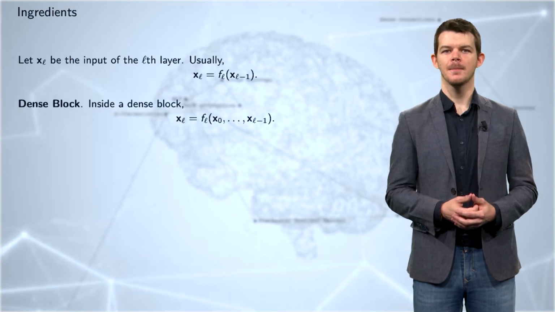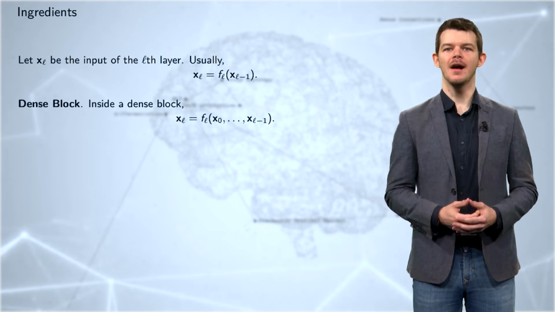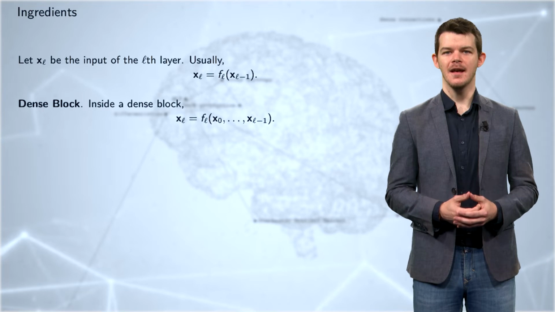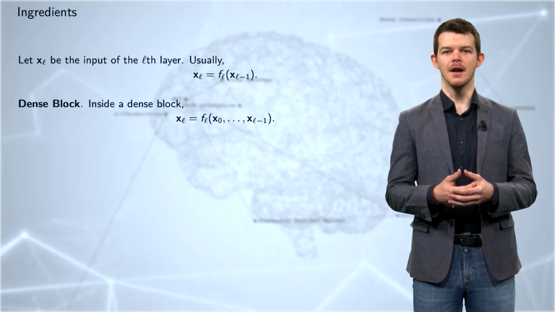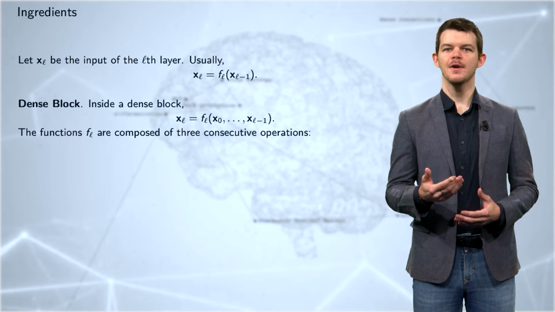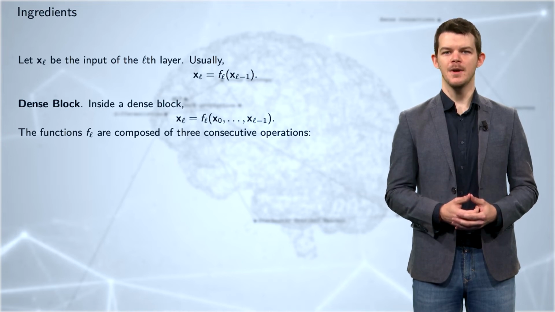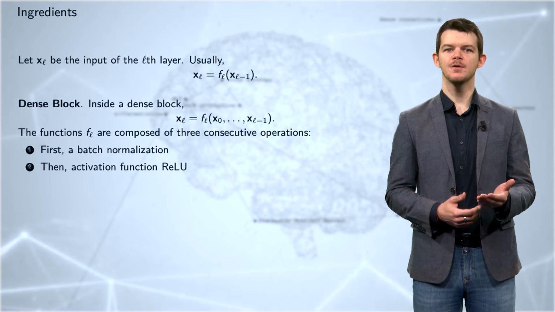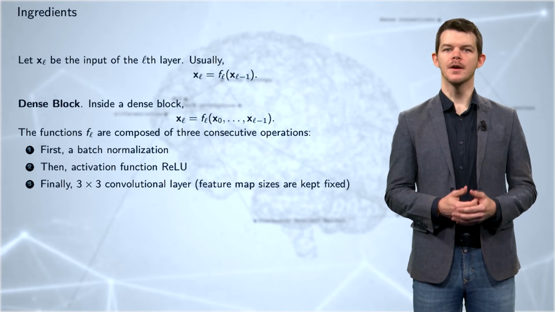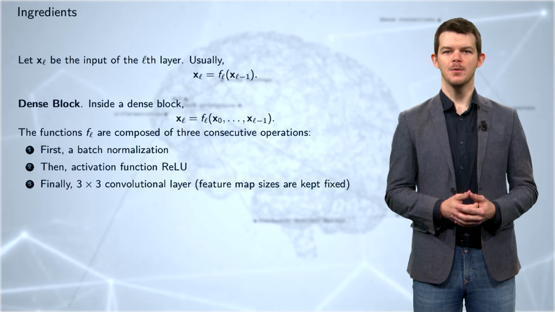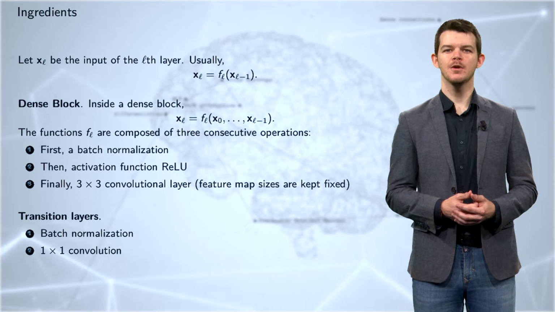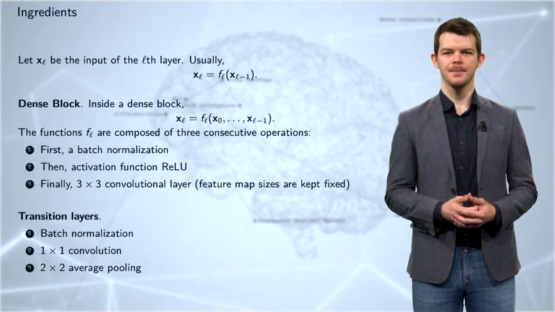Therefore, inside the dense block, a layer operates as described by the second formula, where xl is the output of the lth layer, and x0 until xl-1 are the outputs of layer 0 until l-1 respectively. The function fl itself is composed of 3 consecutive operations: a batch normalization, a ReLU activation function, and a 3x3 convolution, where zero padding is used such that feature map sizes are kept fixed. Between dense blocks, you can find transition layers that change the size of the feature maps via batch normalization, 1x1 convolution, and 2x2 average pooling.